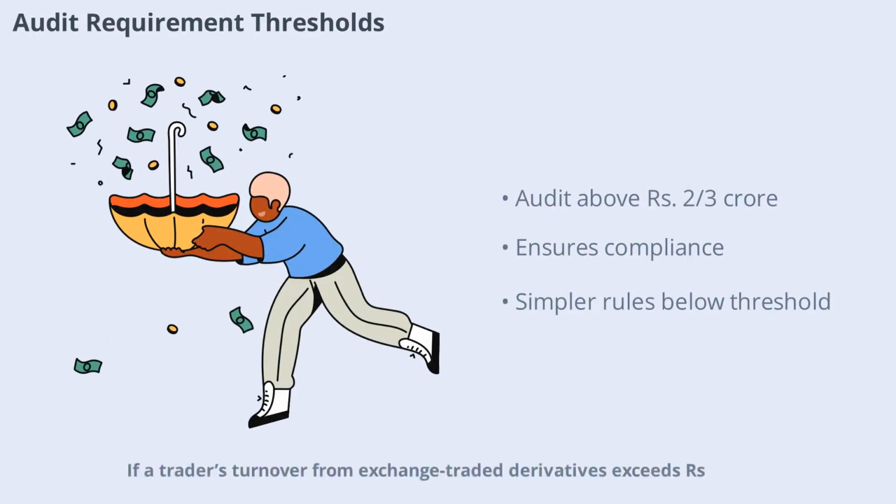If a trader's turnover from exchange-traded derivatives exceeds Rs. 2 crore, or Rs. 3 crore with 95% digital receipts, a tax audit is mandatory. This audit ensures that all income, expenses, and compliance requirements are met. Staying below the threshold allows for simpler compliance under the presumptive taxation scheme.